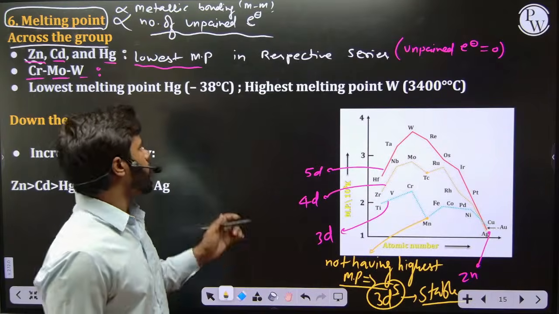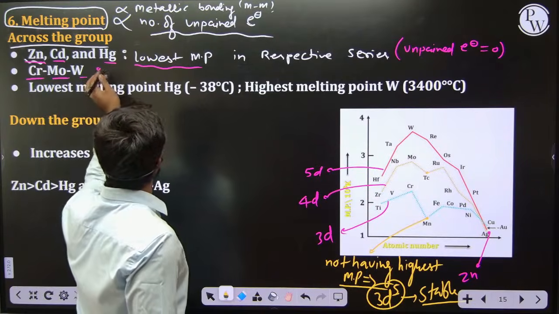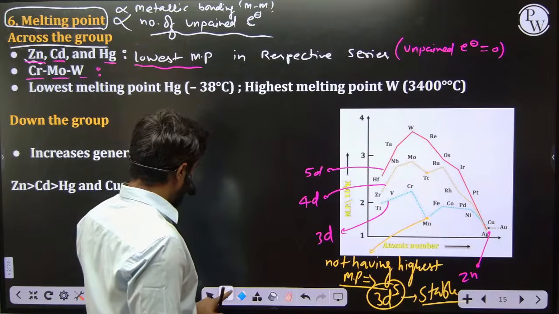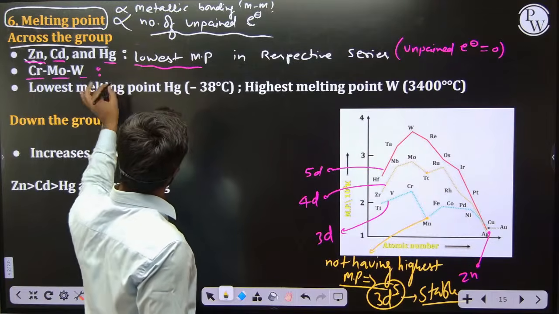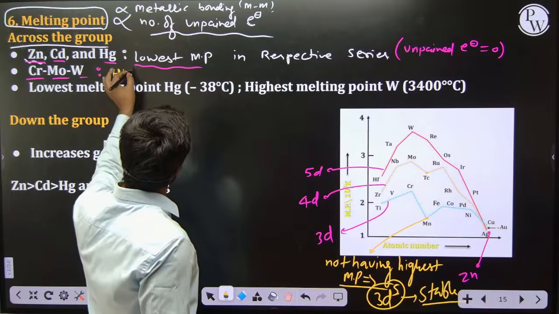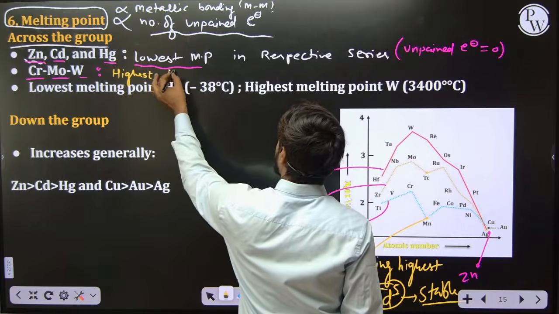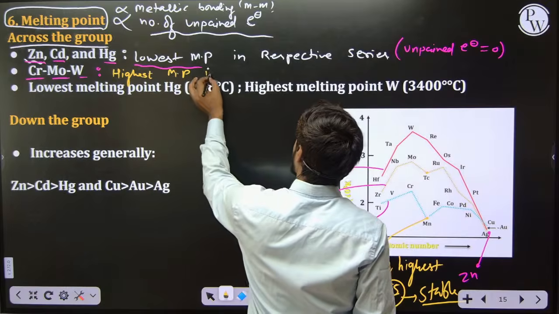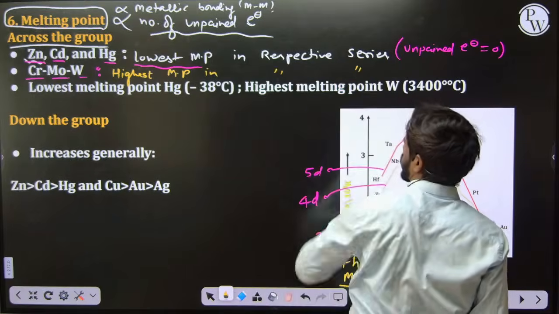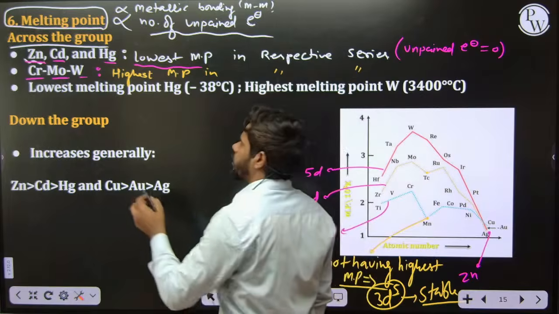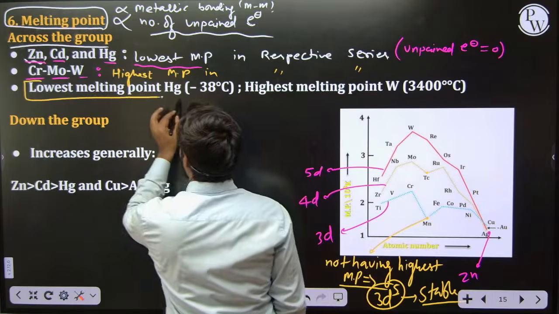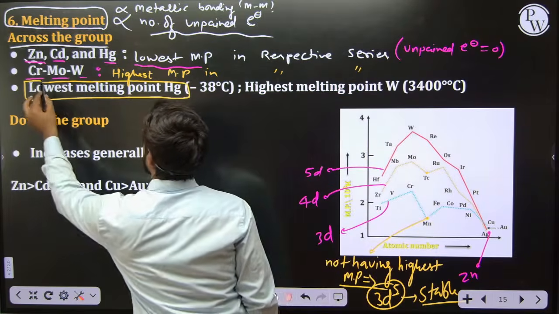So in this case we can say chromium is the highest. Chromium, molybdenum, and tungsten have the highest melting points in their respective series. Okay. Next, the lowest melting point among all the d block elements.